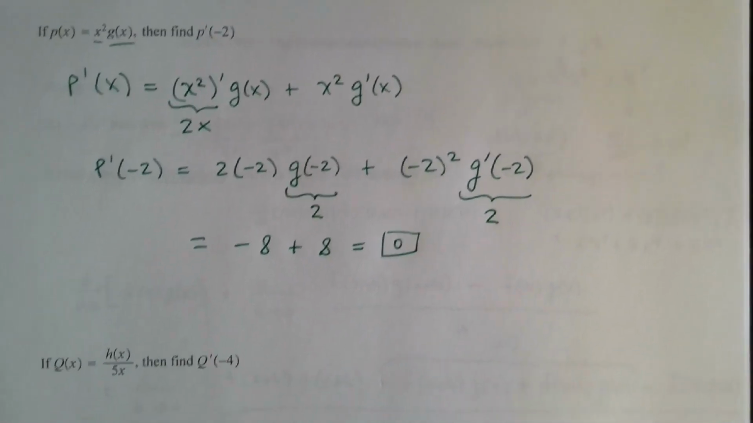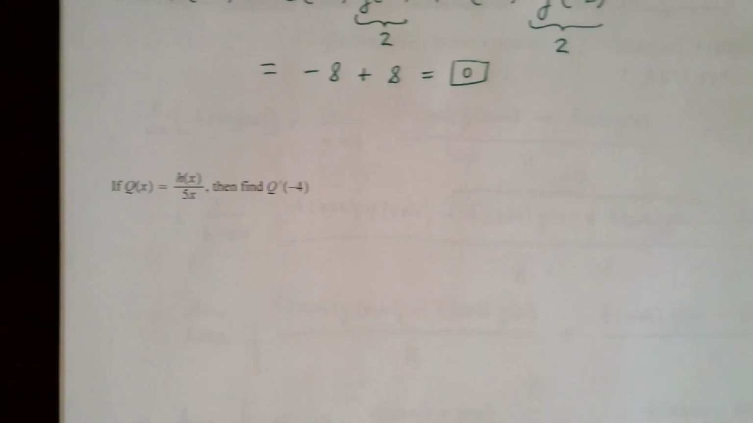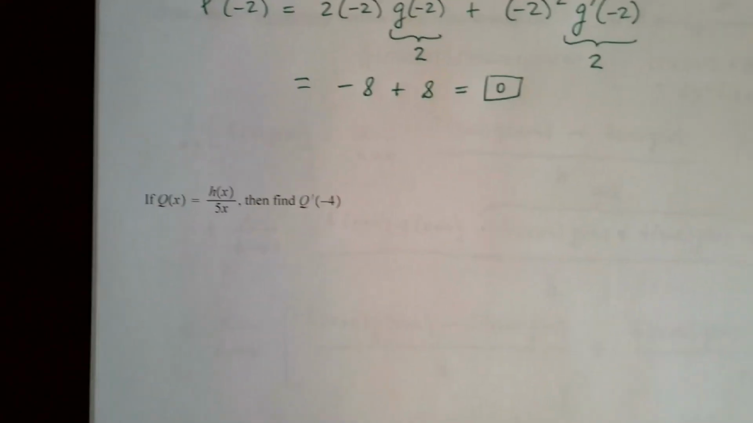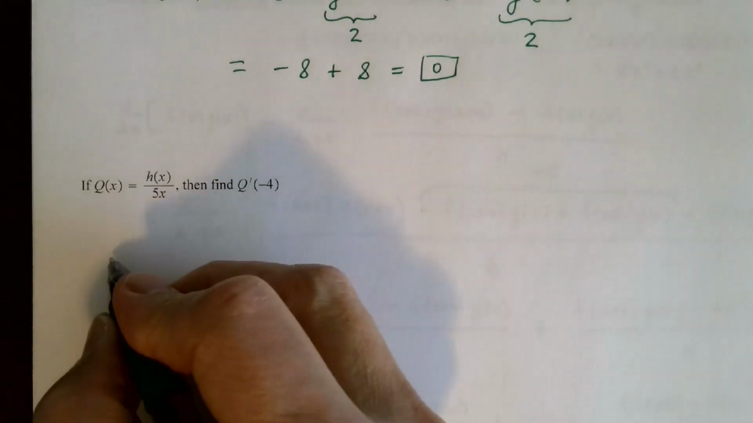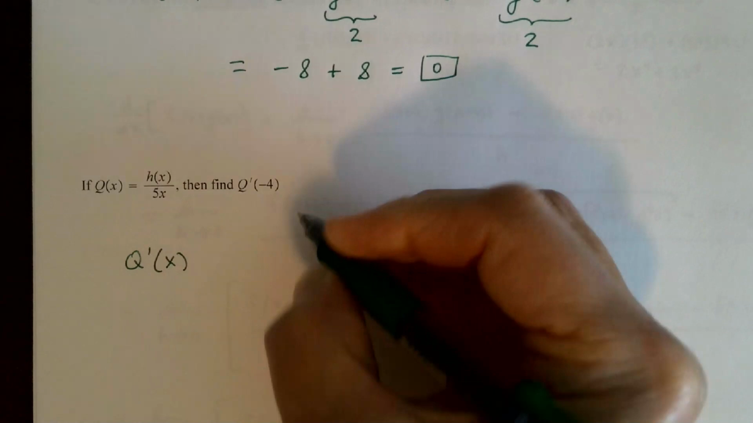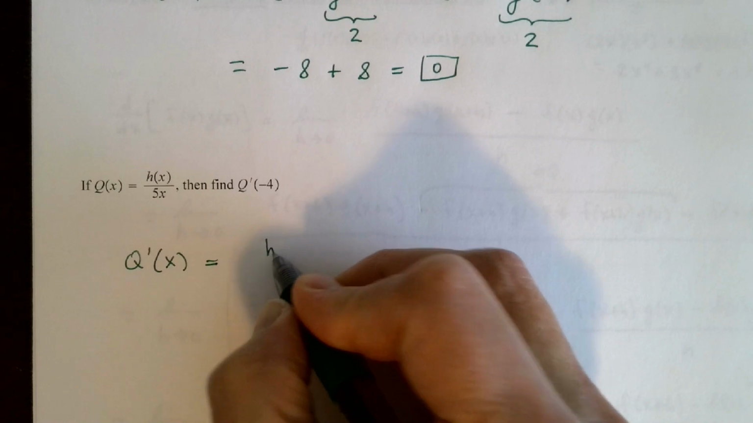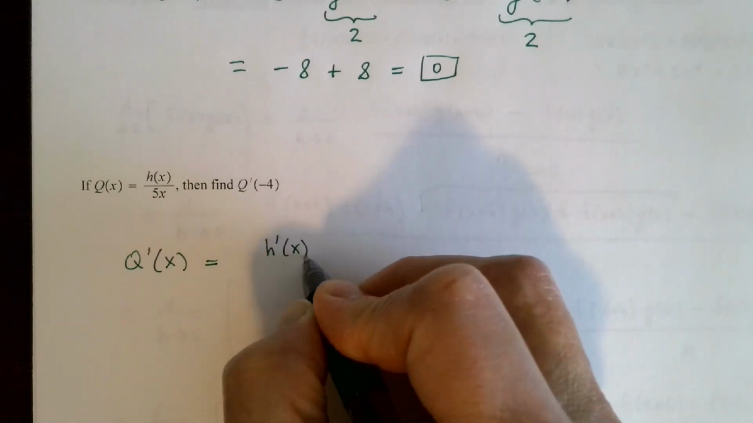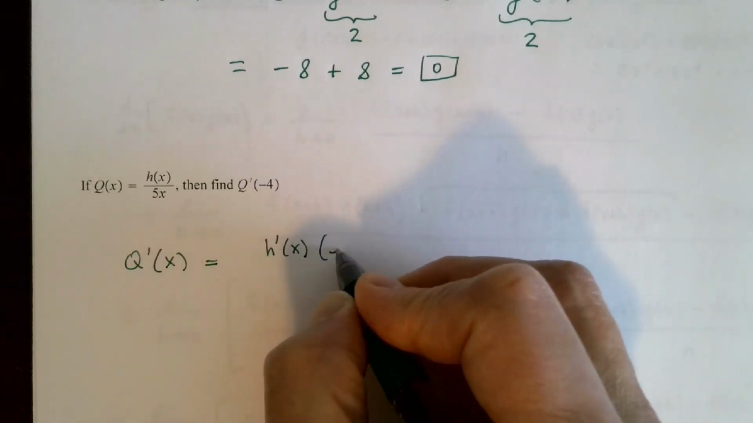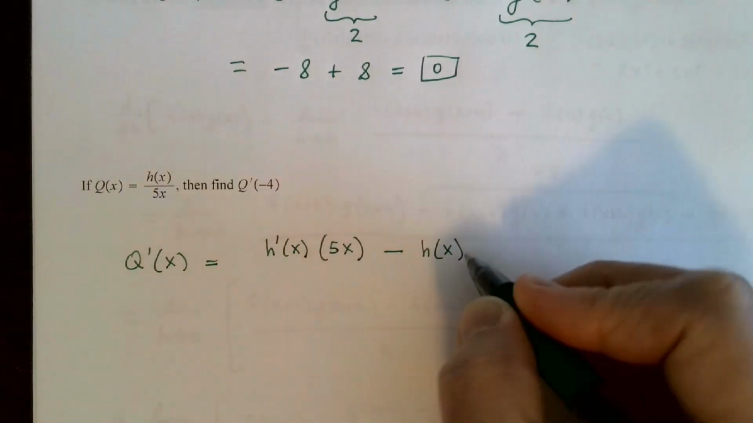Let's do one more example. Guess what we're going to have to use here? Looks like a little quotient rule. So, how do I find the derivative? With the quotient rule, right? I'm going to find q prime of negative 4, but I've got to find q prime of x first. So it's the derivative of the top, which is h prime of x, times the bottom, which is 5x, minus the top times the derivative of the bottom.